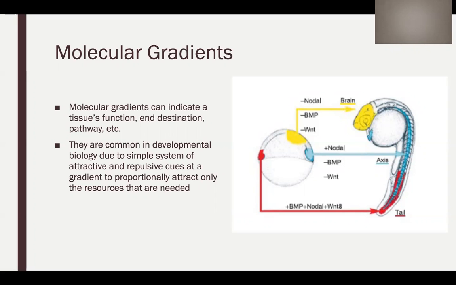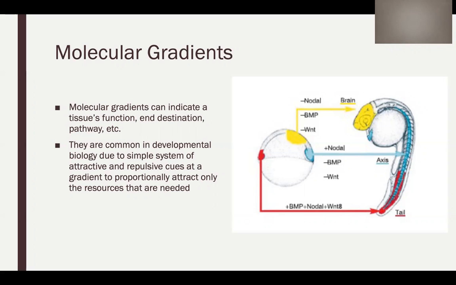The areas in the red are high in nodal, BMP, and Wnt, and they will develop into the more posterior tail of the animal. This is a great example to show us how molecular gradients can help us better understand the connections built in our developing brains and bodies.